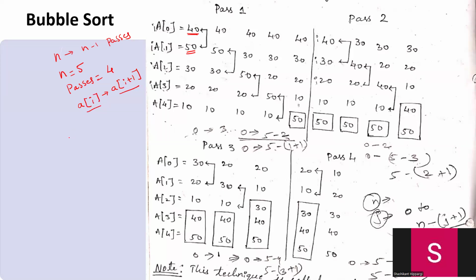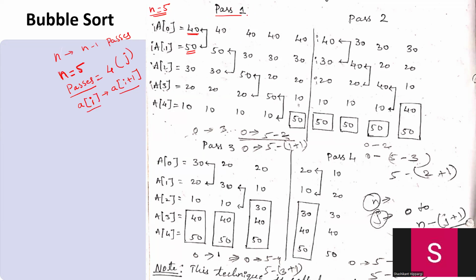Let us understand what this I is. We are going to use 3 variables in our logic. First, n is the number of elements. For passes, we are going to use the variable j. And for the number of comparisons, I'm going to use the variable I. Initially we have 5 elements, so n is equal to 5.